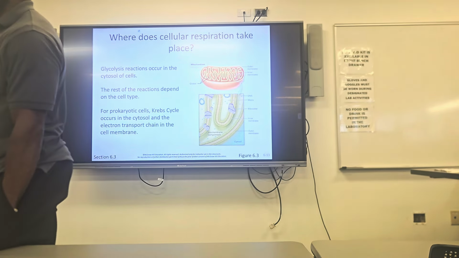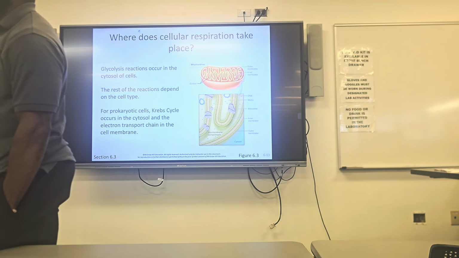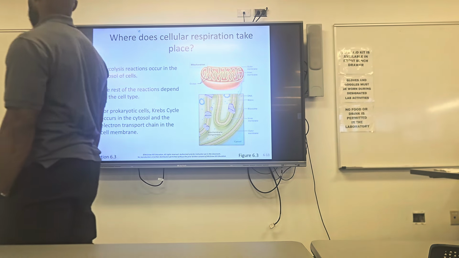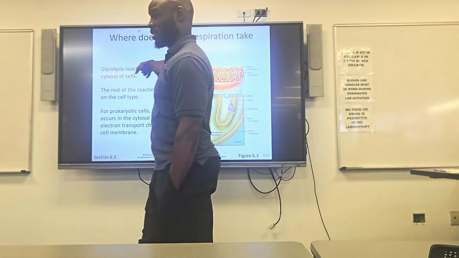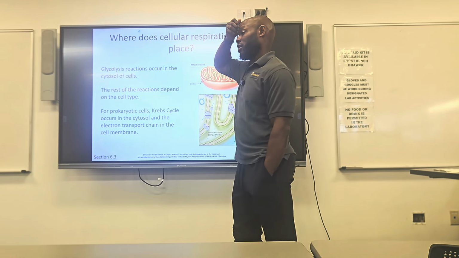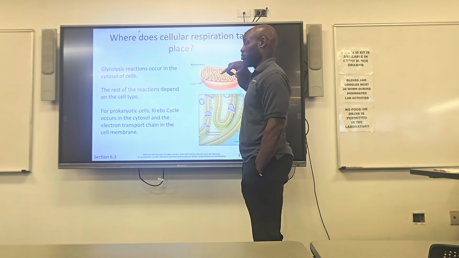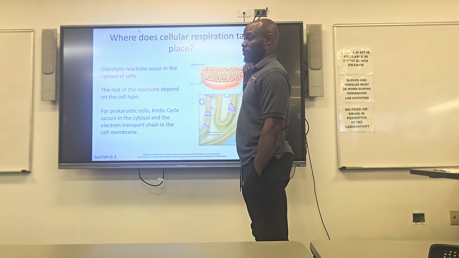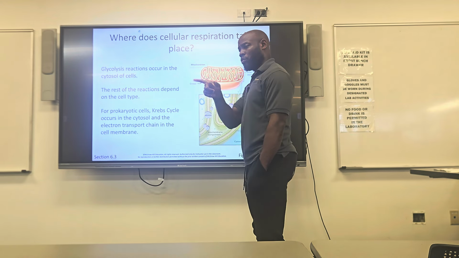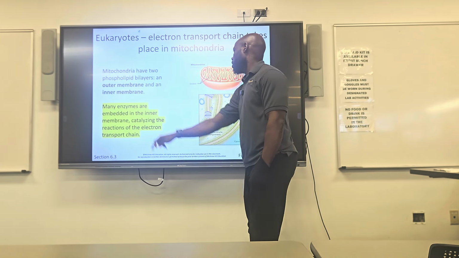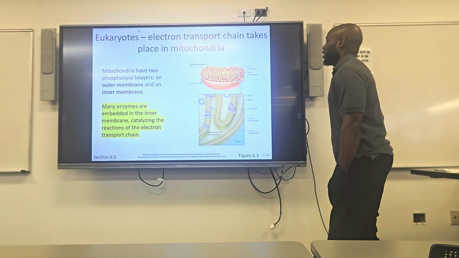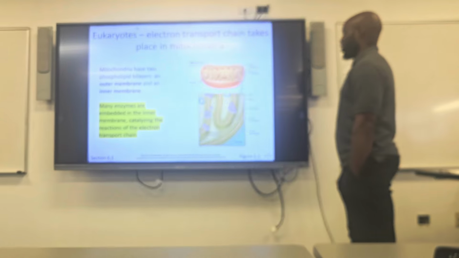Sorry, you said the cellular respiration happens in the mitochondria and glycolysis in the cytosol? In the eukaryotes, yes. Glycolysis in the cytosol of the cells, and the rest of the cellular respiration happens in the mitochondria. The electron transport chain takes place in the mitochondria.